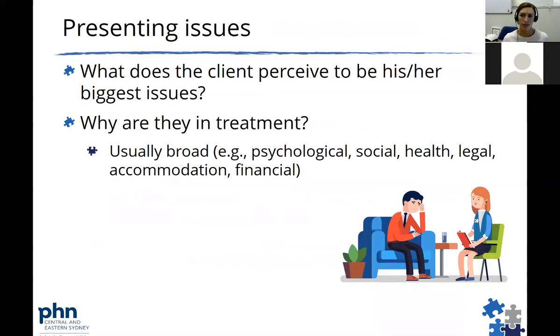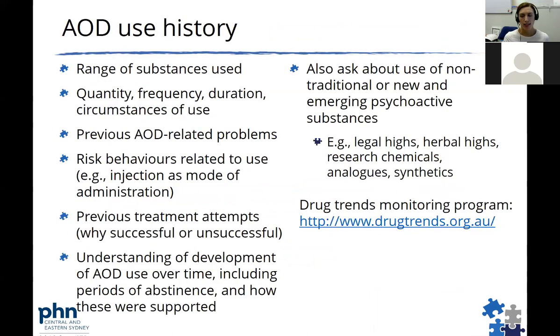Ascertain what the client perceives to be their biggest issue and the reasons why they're in treatment. This is usually broader than the AOD or mental health in isolation. So for example, psychological, social, health, legal, accommodation, financial issues. And it's also important to gain an understanding of the range of substances which are currently being used, the quantity, frequency, duration and circumstances of use, previous AOD-related problems, risk behaviours relating to use, and the previous treatment or attempts to change and why these were unsuccessful or successful.